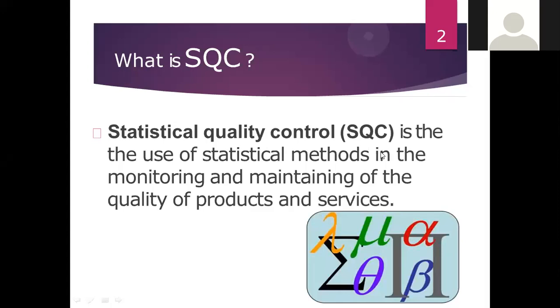So the definition says, statistical quality control is the use of statistical methods in monitoring and maintaining the quality. You have to monitor the quality, and you have to maintain the quality. If there are any errors, you have to remove those problems in production or services. So it can be applied in the production sector or the service sector also. That is the main idea of statistical quality control.